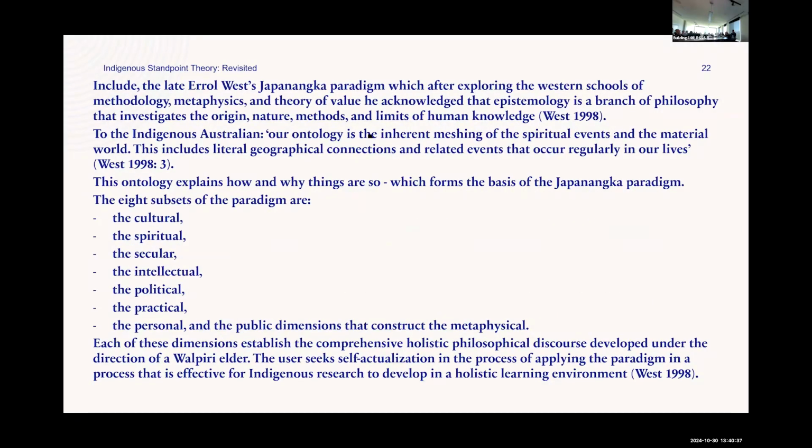Now, the late Errol West, his Jampanaka paradigm formed a structure where his ontology of the cultural, the spiritual, the secular, the intellectual, the political, the practical, and the personal, and the public dimensions gave you steps you could just go through.